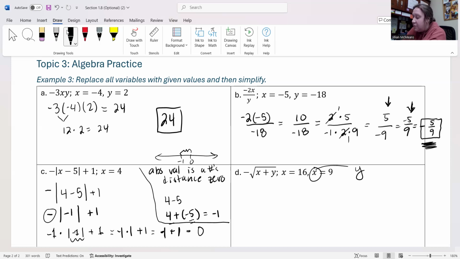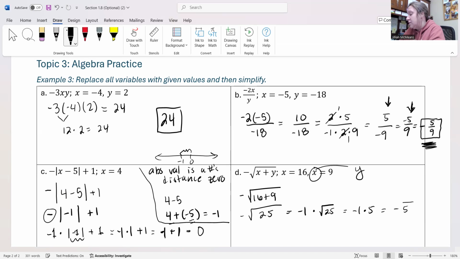So we have negative square root of x plus y. X is 16, y is 9. So I get negative square root of 16 plus 9. Well, 16 plus 9 should be what, 25? So we have negative square root of 25, which is really like -1 times the square root of 25. The square root of 25 is one of two identical factors of 25, so that would be 5. So I really get -1 times 5, or -5, and that would be your final answer.